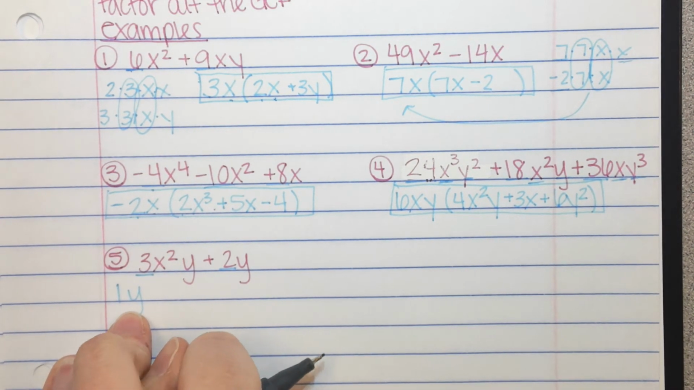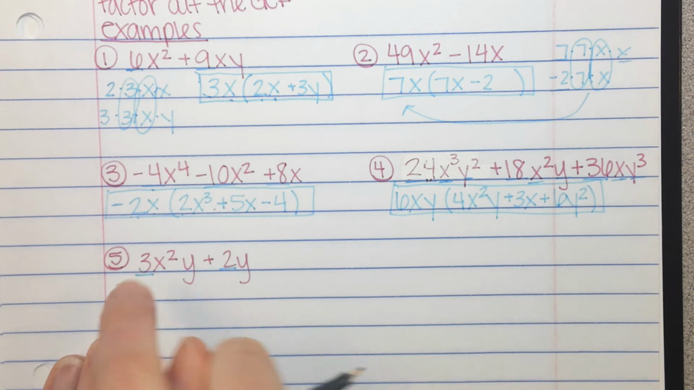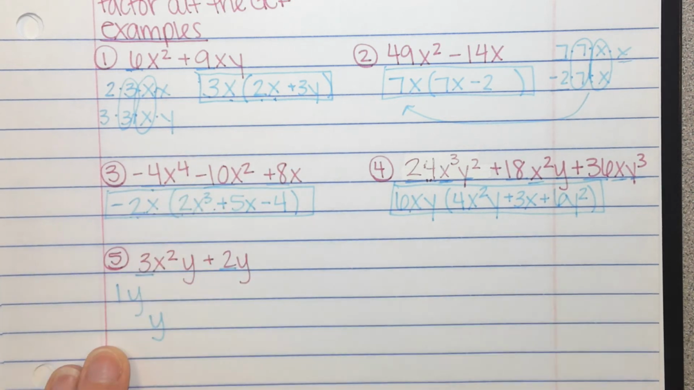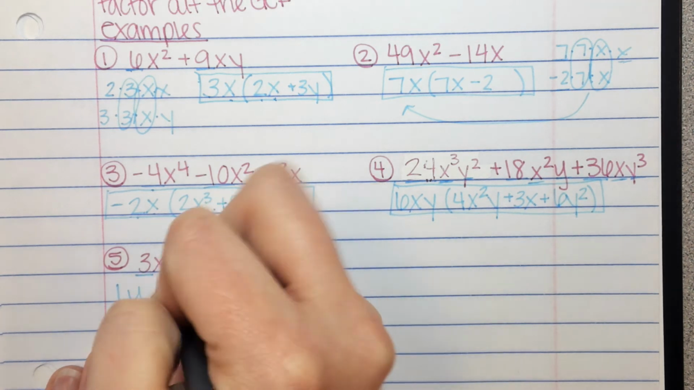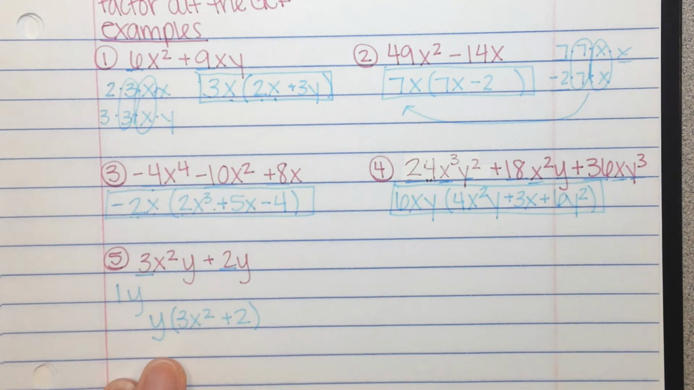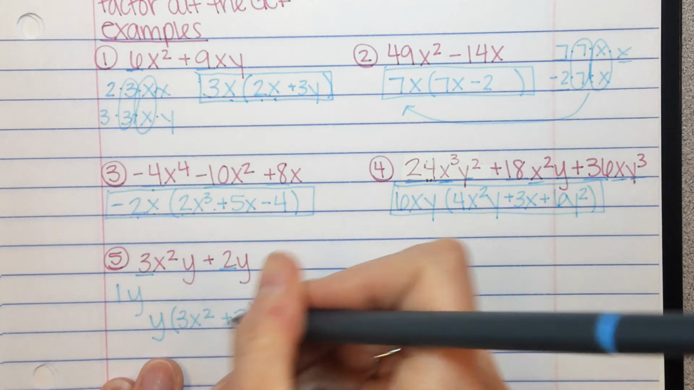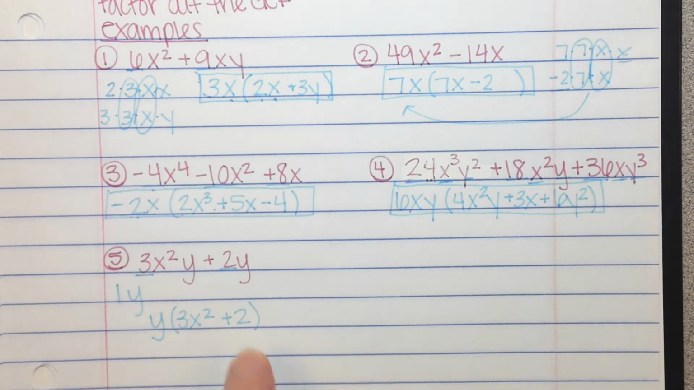If you want to pull out the 1, you can. You will have to sometimes. If there's nothing else, you might have to pull out a 1 when we're factoring by grouping. But for now, that's just a y. Okay, and what do we have left? 3x squared plus 2. Okay, so that's pretty easy. We saw that they have a y in common. We pulled that out front and put the leftovers in parentheses.